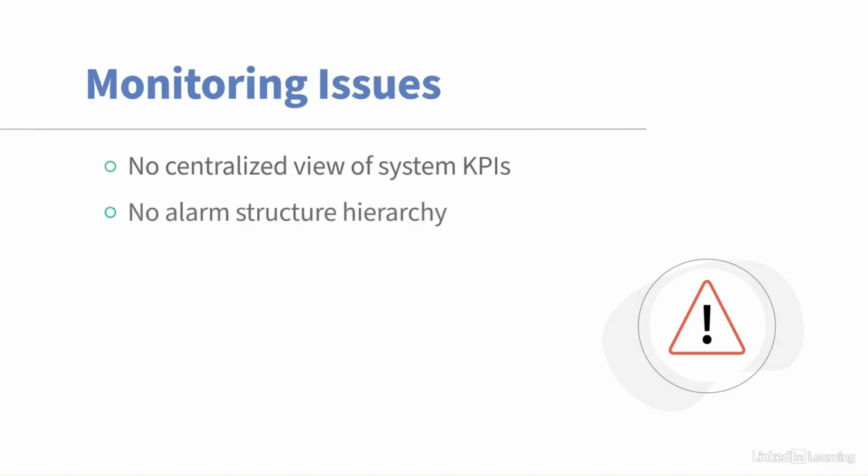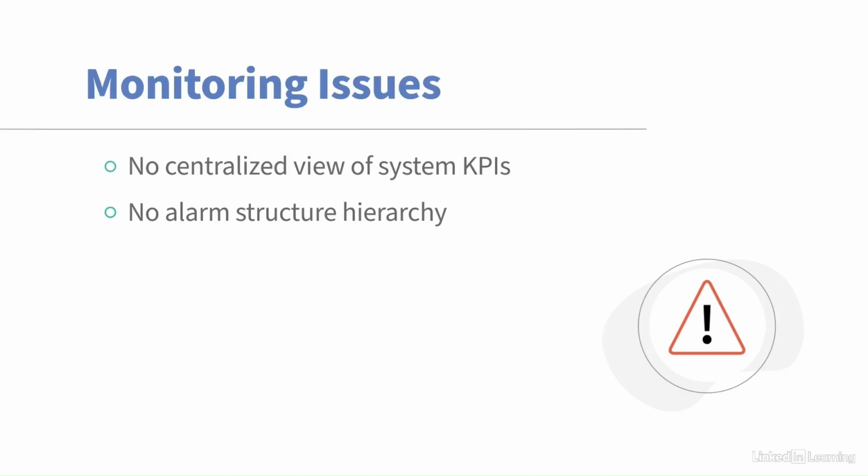Also, very often there is no alarming structure, no alarming automation. There's no hierarchy in the alarming, which is a really, really bad combination. No centralized view, no monitoring system, and no alarming. Super important that you figure this out and look at this. What do I mean with a centralized view of the KPIs?